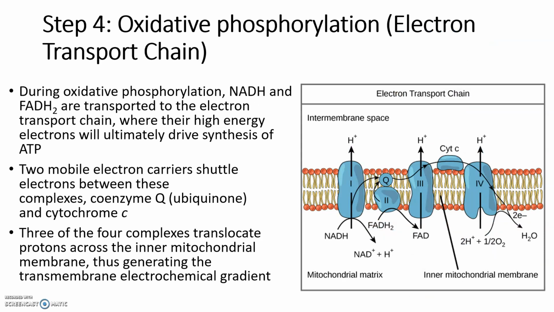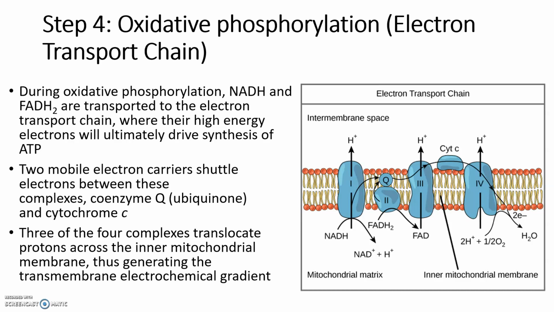And our final step, step 4, is oxidative phosphorylation, which takes place in the electron transport chain. During oxidative phosphorylation, NADH and FADH2 are transported to the electron transport chain, where their high energy electrons are going to be what's ultimately going to drive the synthesis of ATP.